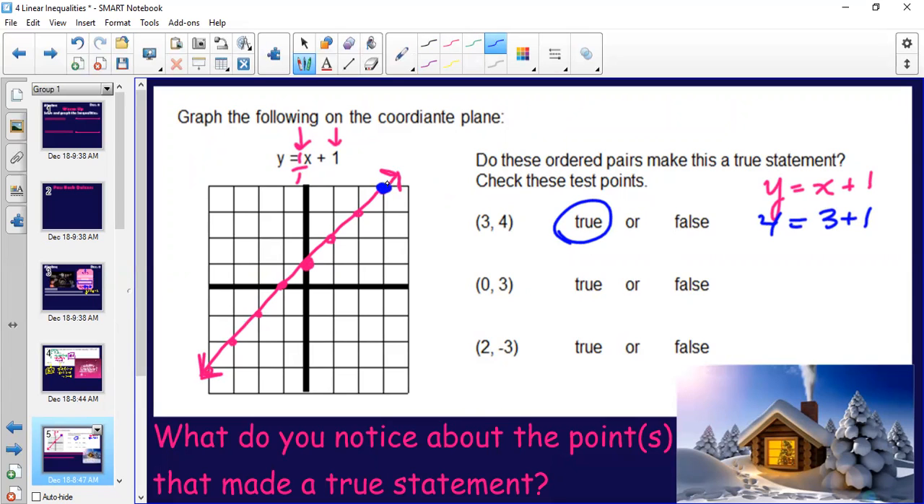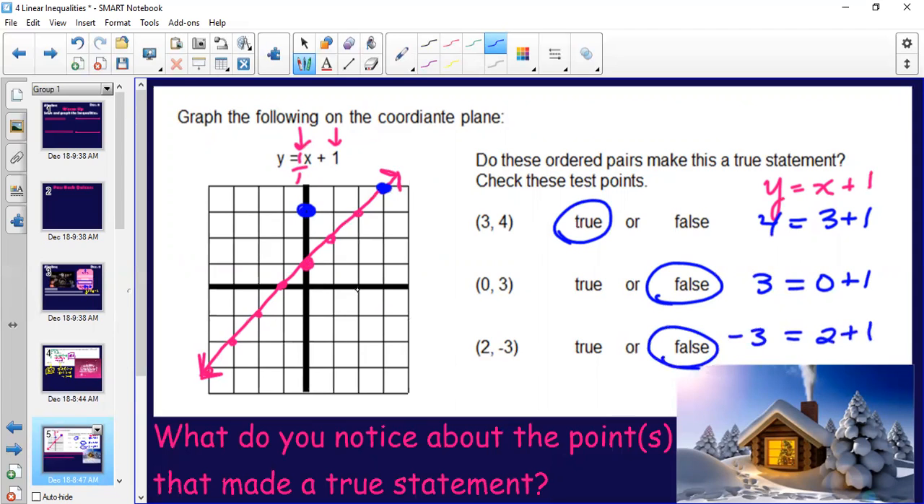Let's try another one. Let's plug in 0, 3. Is 0 plus 1 equal to 3? That was false. Let's see where that point was. 0, 1, 2, 3. That one was not on the line. And let's try the point 2, -3. So 2 plus 1, does that equal -3? No, it does not. So 2, -3 was not on the line. So what do we notice?